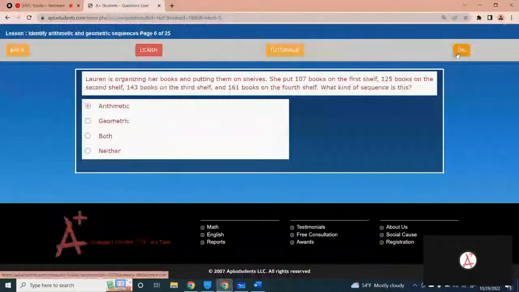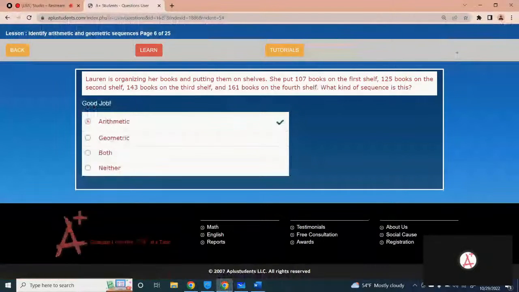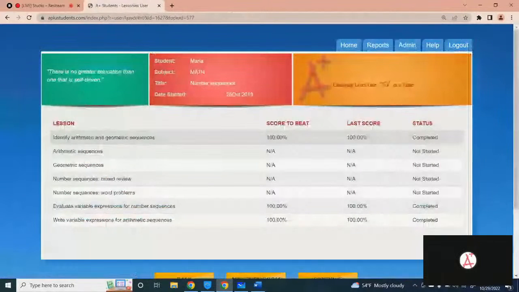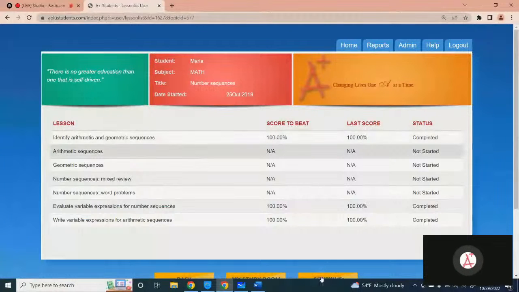Got it? Okay. So you can complete the test by yourself later today. I'm just moving on to the next topic. Okay, the next lesson is arithmetic sequences. Let's just start with the next topic, that is arithmetic sequences.